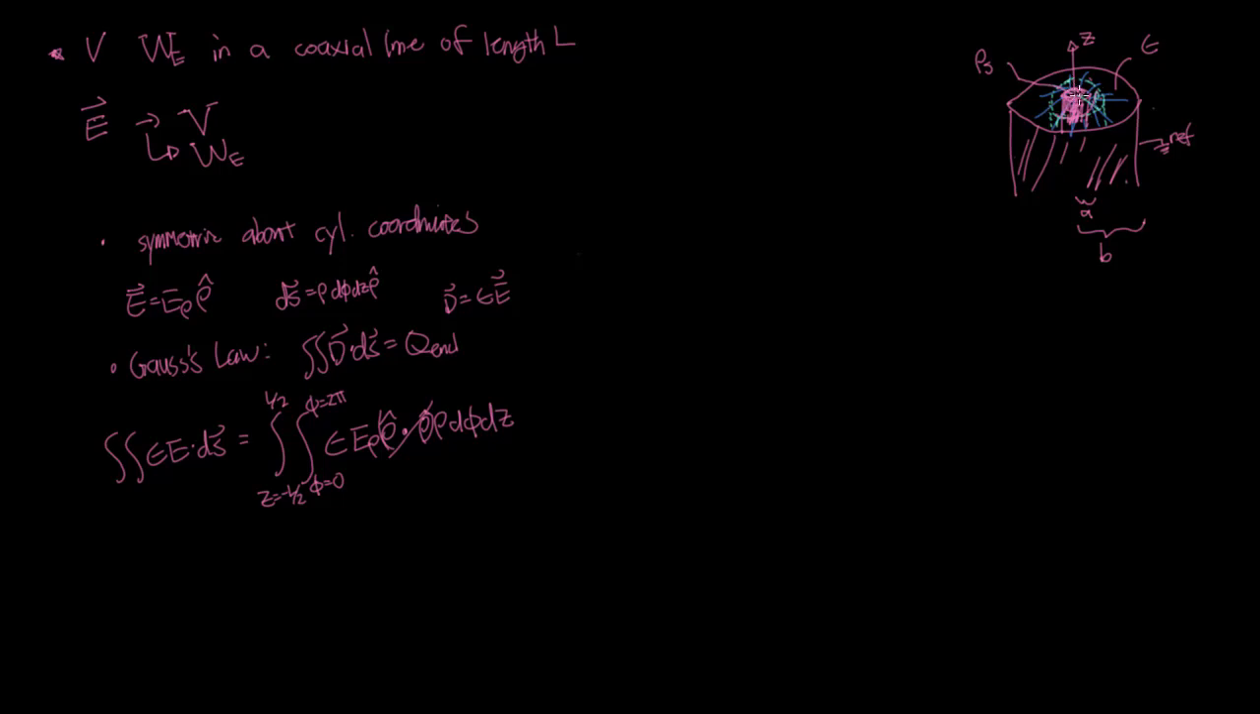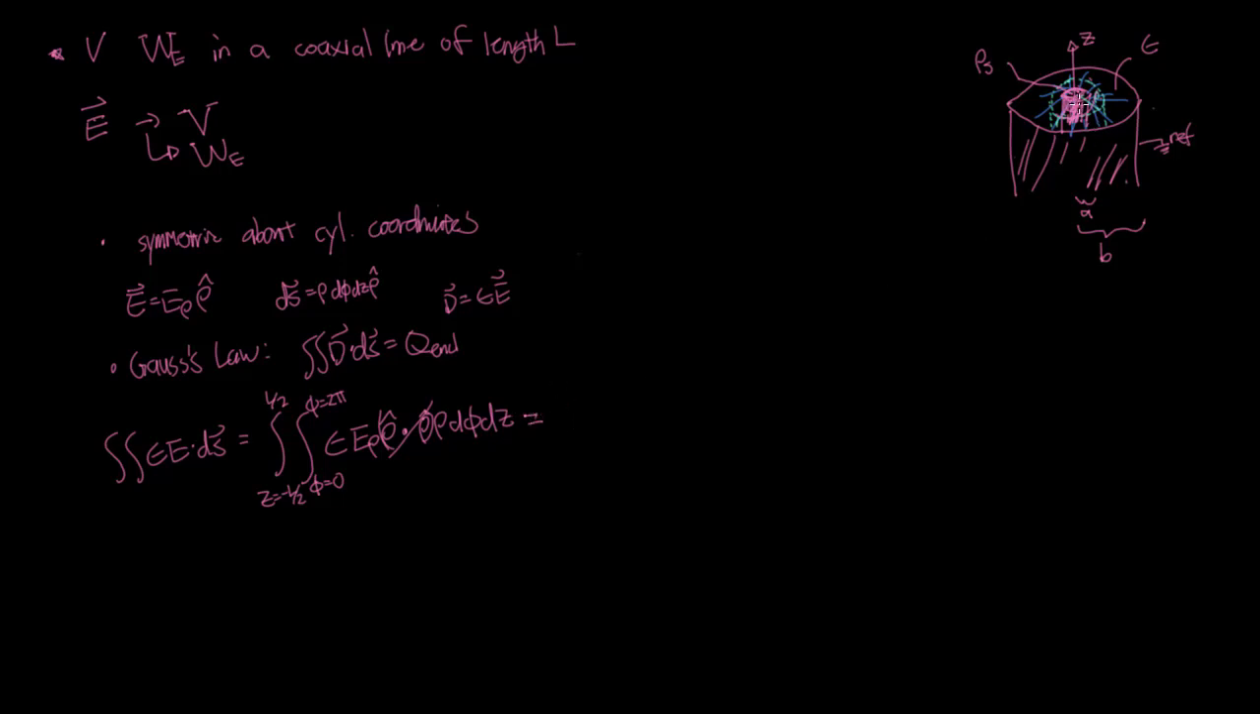Note that you also have the top and bottom, but we're not going to worry about that because all the field is in the rho direction. So on the top and bottom, the unit vectors will be in the z direction, so when you take the dot product with dS, you're not going to get anything. And so in this case, we're just worried about the rho hat direction. And set that equal to the charge enclosed.